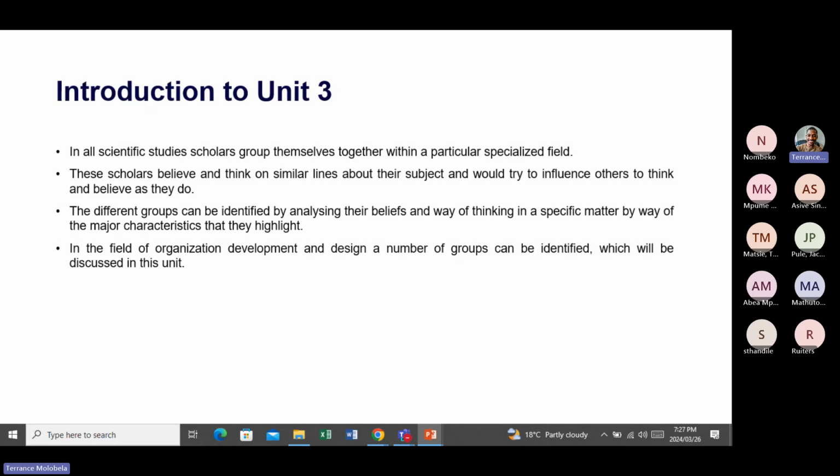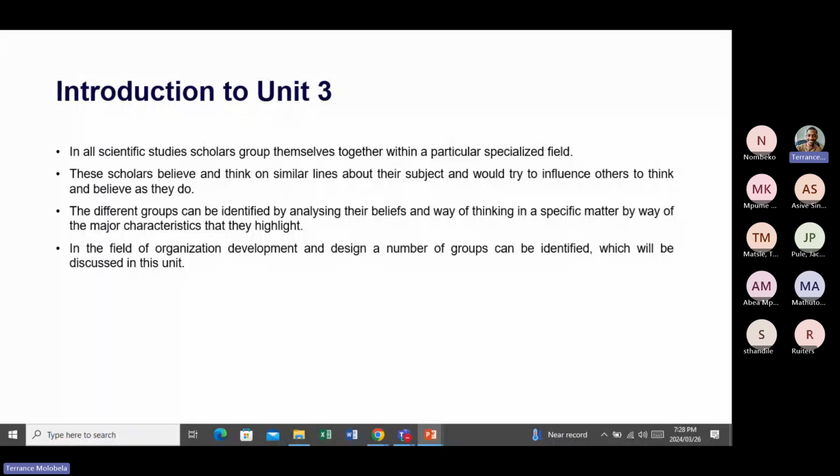the organization. So these different groups can be identified by analyzing their beliefs and way of thinking on a specific matter, by way of the major characteristics that they highlight. What that statement actually means is that because ideas can be brought about based on beliefs or culture, morals, ethics, or standards within an organization, you really need to make sure that you convince your whole workforce to come out and say that we believe in your idea, it's been a long time, we need some change. And that's all you need for everyone to agree with you.